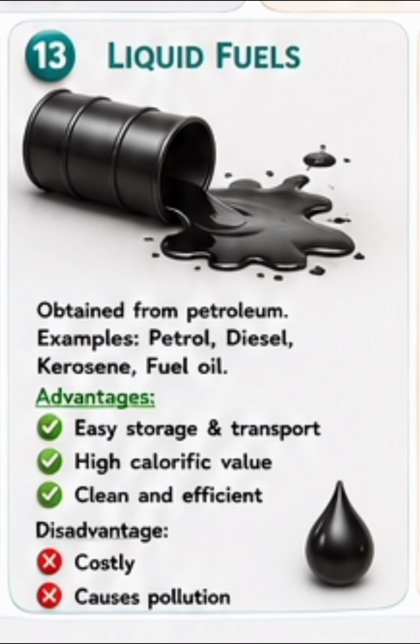Liquid fuels are obtained from petroleum. Common examples include petrol, diesel, kerosene, and fuel oil. These fuels have high calorific value, burn cleanly, and are easy to store and transport. However, they are relatively expensive and contribute to environmental pollution.